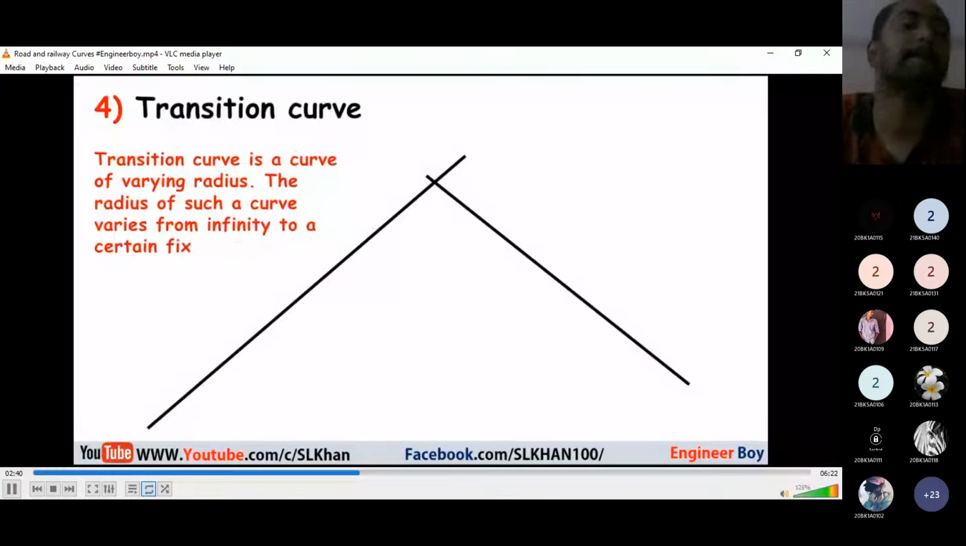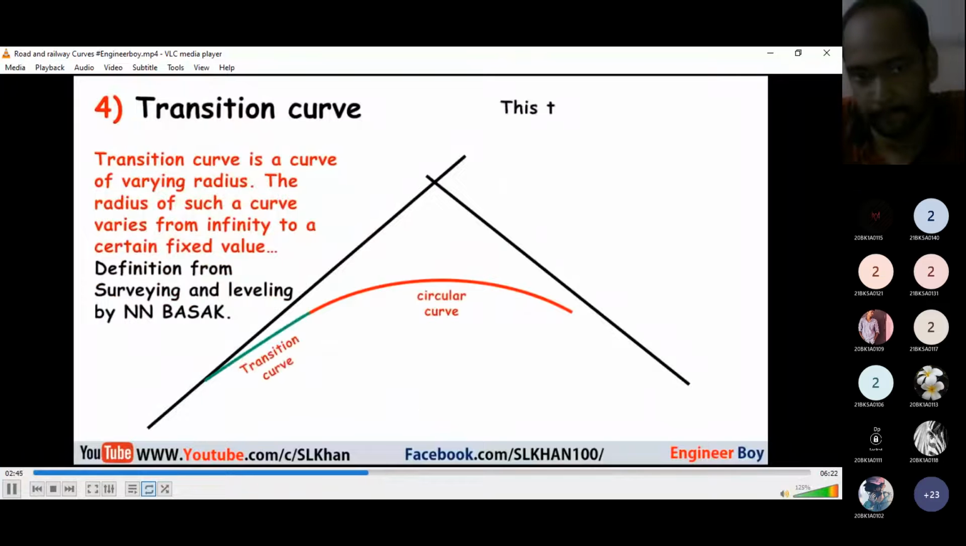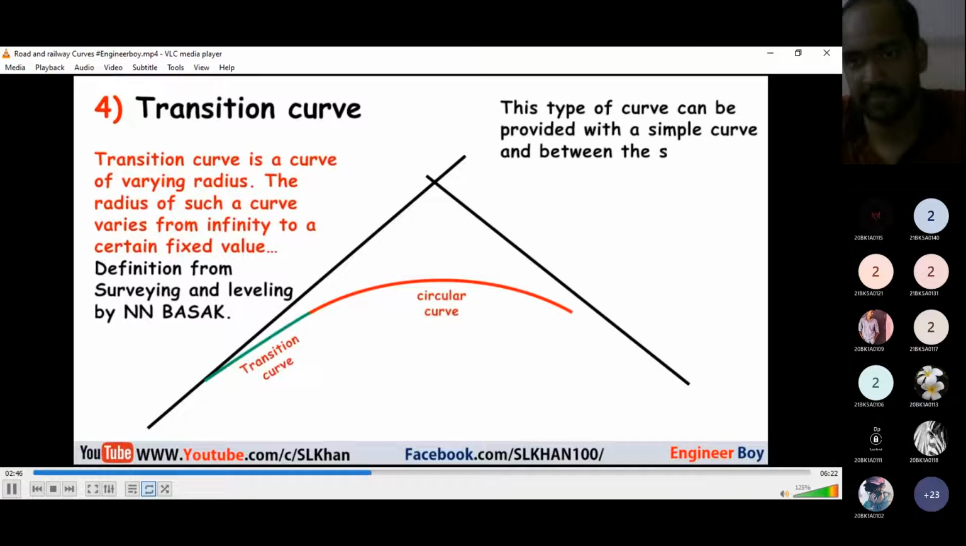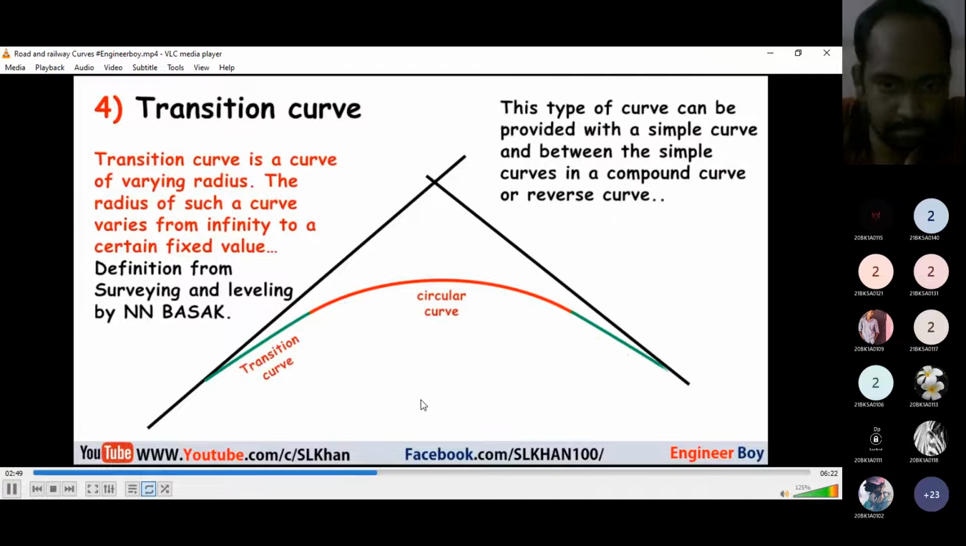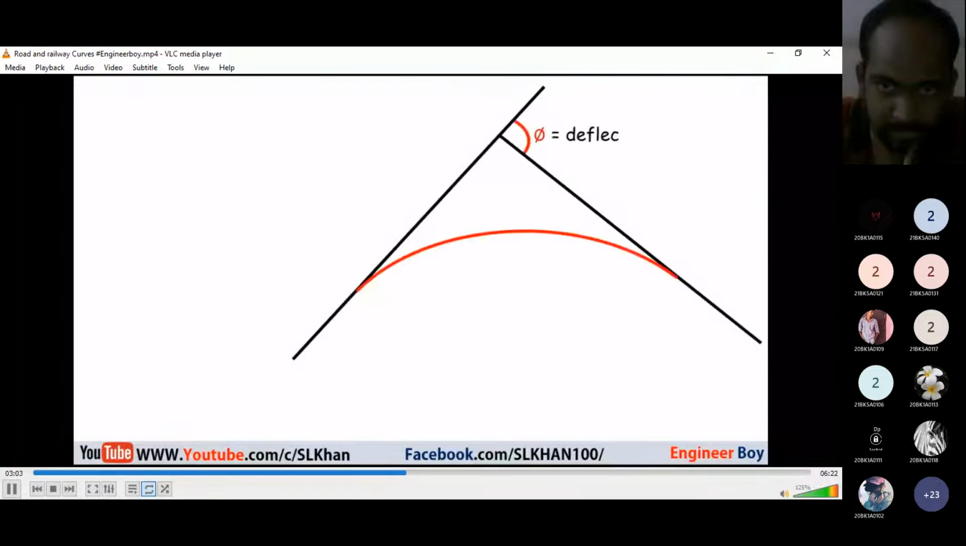Remember, a transition curve is not a circular curve. It can be a part or portion of an ellipse, spiral, or parabola. This type of curve can be provided with a simple curve and between the simple curves in compound and reverse curves.